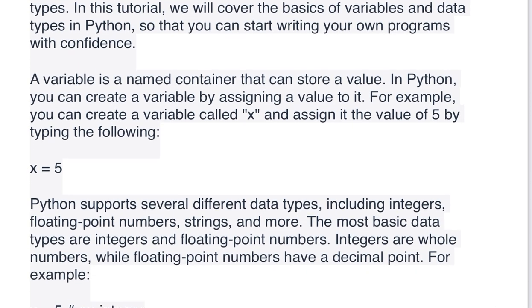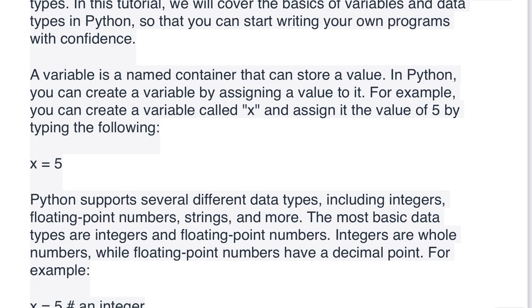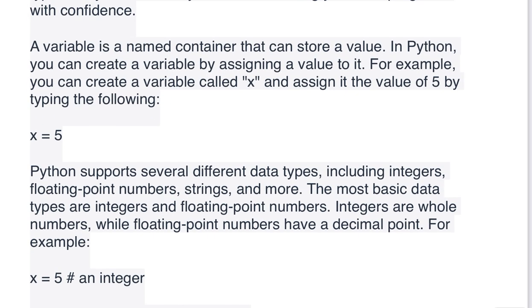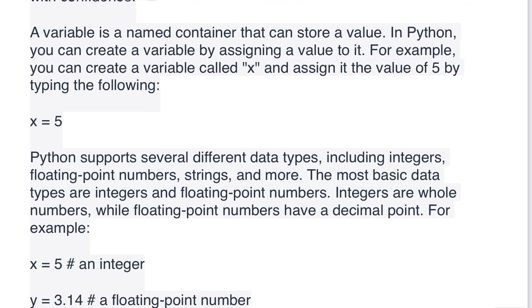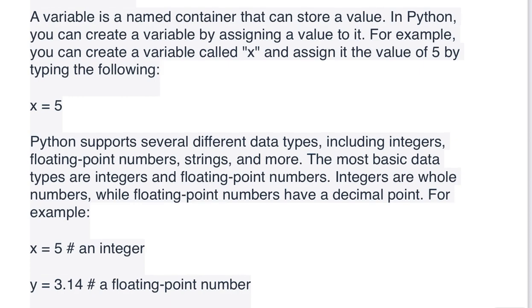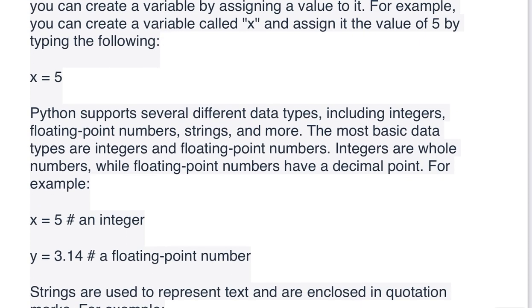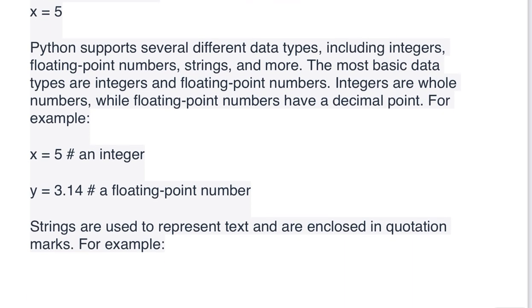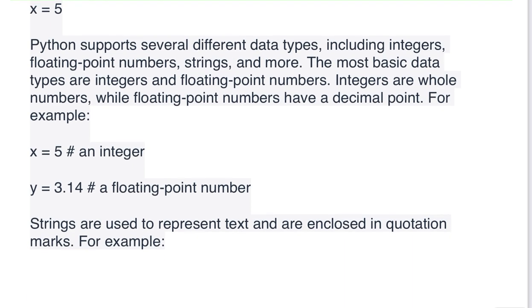A variable is a named container that can store a value. In Python, you can create a variable by assigning a value to it. For example, you can create a variable called x and assign it the value of 5 by typing the following: x = 5. Python supports several different data types, including integers, floating point numbers, strings, and more.